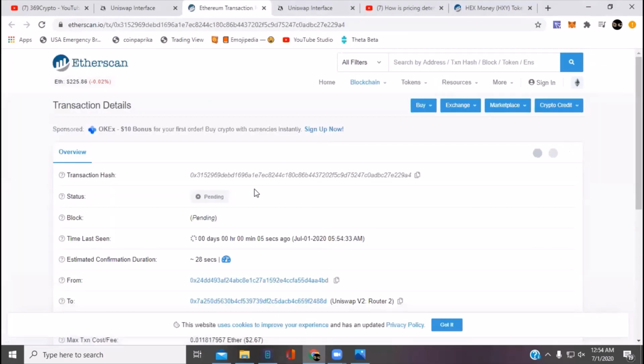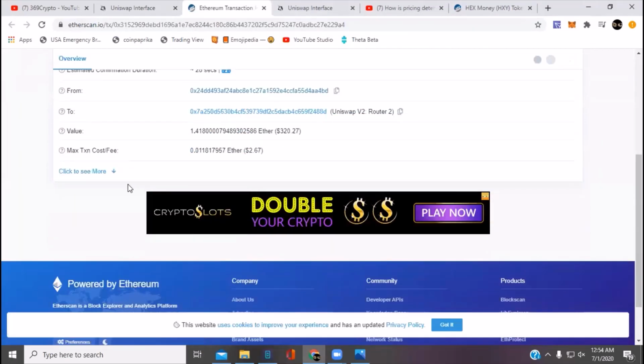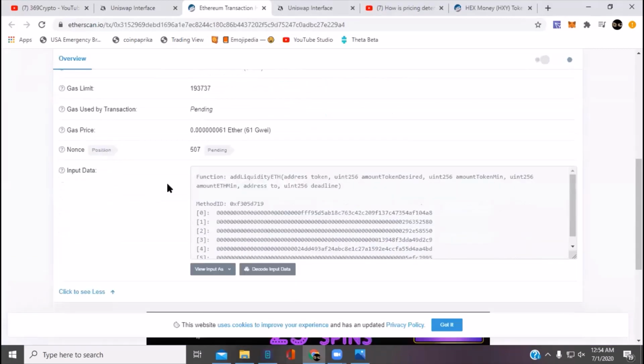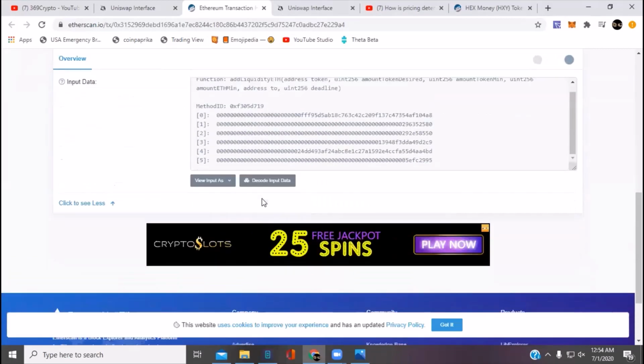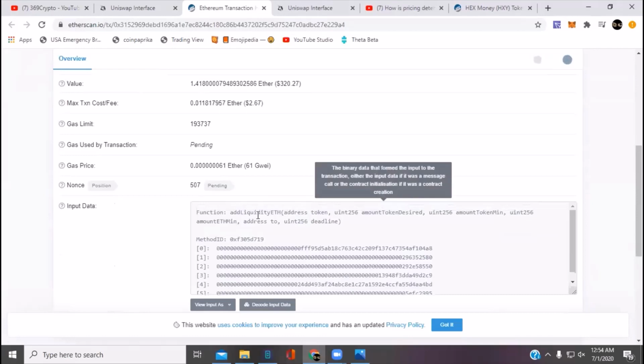We're going to hit view on Etherscan. We'll see that the contract transaction is pending to the blockchain at this time. Just double-checking what's going on here. I can't read code, but you know, add liquidity ETH and desired token. Yeah.